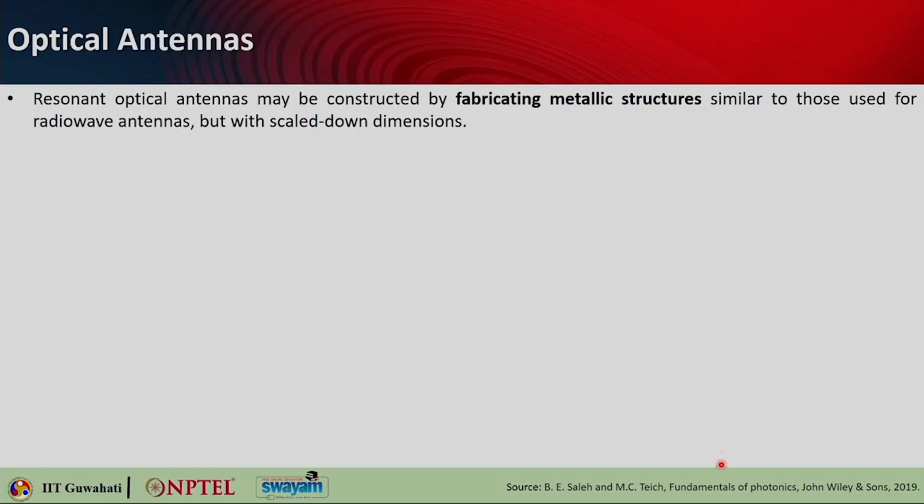Okay. And we will see that resonant optical antennas may be constructed by fabricating metallic structures similar to those of radio wave antennas, and here the only important thing is that we have to scale down the dimension, because the frequency of optical radiation is much higher than the radio waves. So, the physical dimension of the antenna elements at optical frequency will also be much smaller.